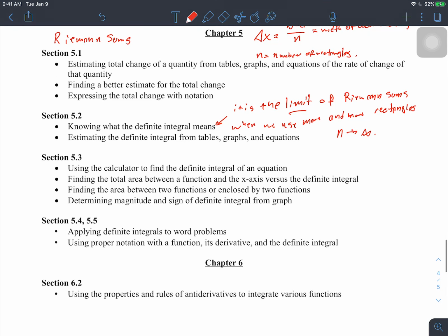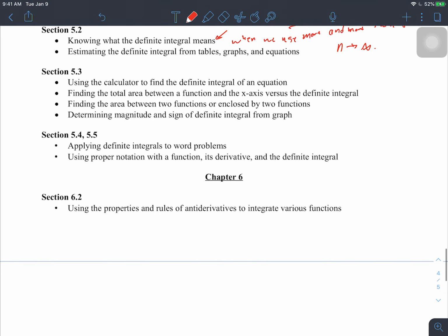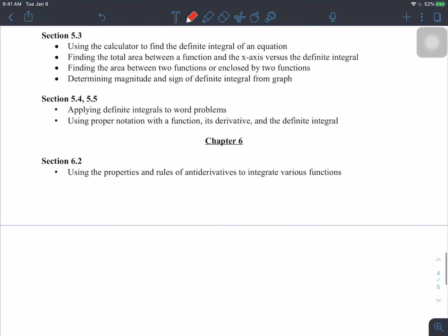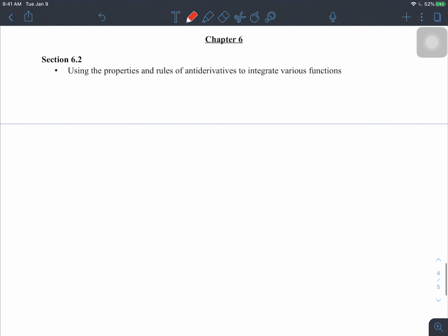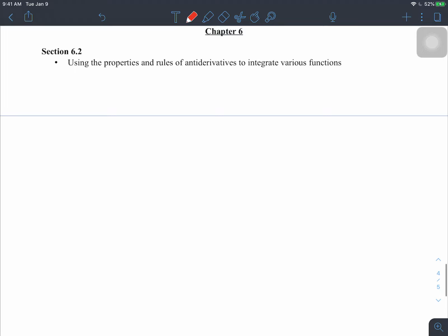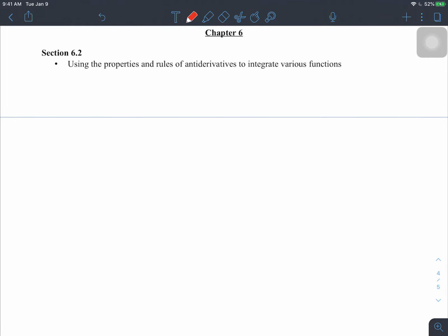I guess maybe what I will do now is go down to 6.2 because that's the order that we did things in. So after that, 6.2, we learned how to use the properties and rules of antiderivatives to integrate. Why don't we say to find the indefinite integral of f of x, some function.